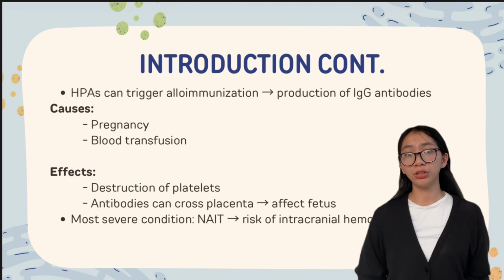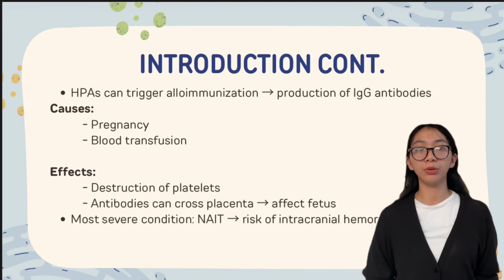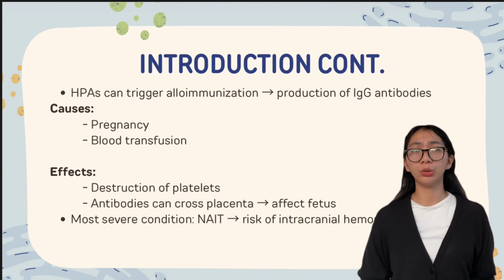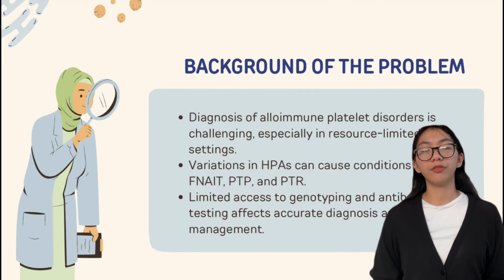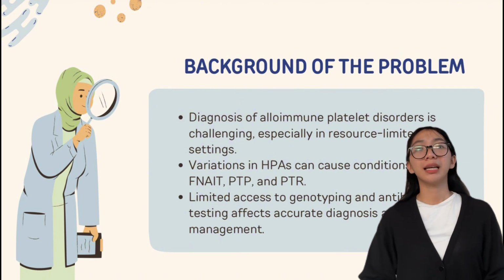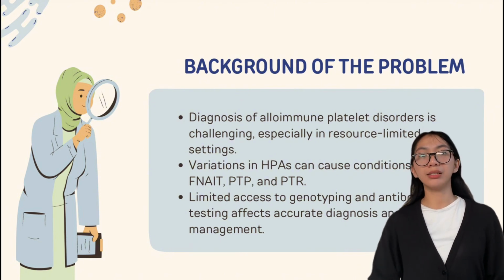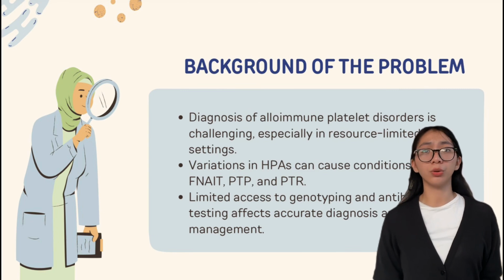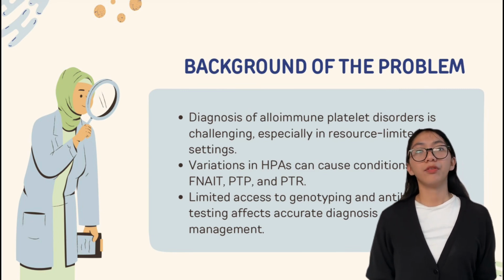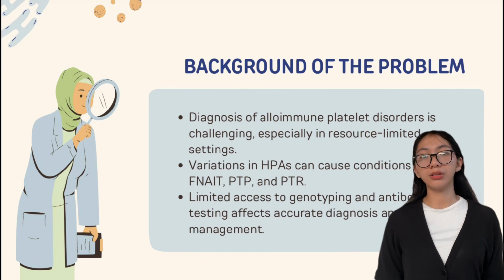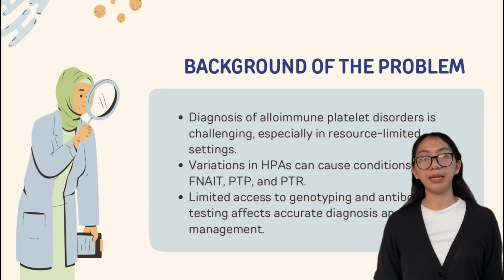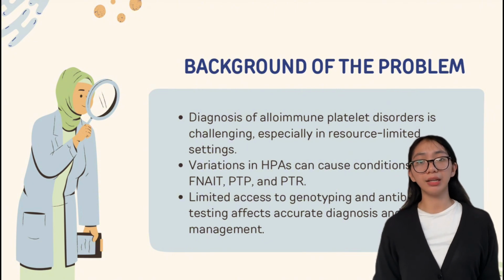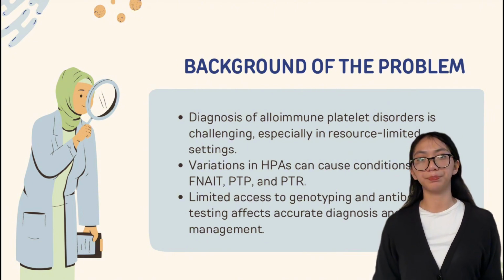The most severe condition is neonatal alloimmune thrombocytopenia, which can lead to intracranial hemorrhage. For the background of the problem, diagnosing alloimmune platelet disorders is challenging, especially in resource-limited settings. Variation in HPA can cause serious conditions like FNAIT, PTP, and PTR. However, limited access to genotyping and antibody testing makes accurate diagnosis and management difficult.